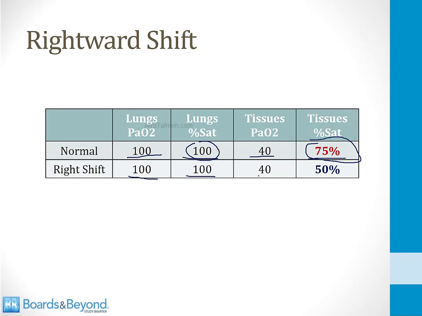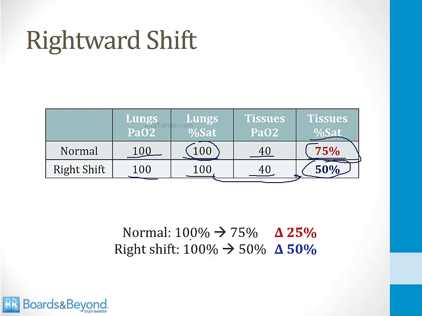The partial pressure in the tissues is still 40, but because of the right shift, we have now decreased hemoglobin saturation down to 50. So the rightward shift allows hemoglobin to go from 100 to 50 instead of 100 to 75. And that represents a significant unloading of oxygen, and therefore the rightward shift really helps to deliver much more oxygen to tissues. And I've shown this down at the bottom here.